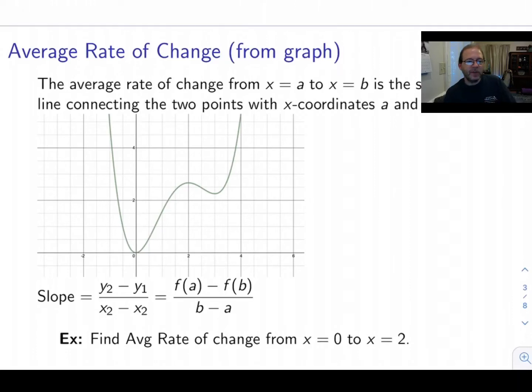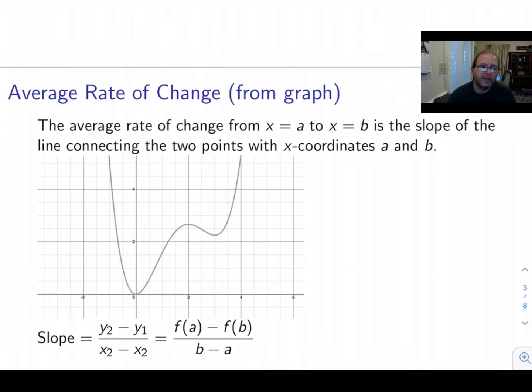Hi. In this video, we're going to look at finding the average rate of change of a function. To start out, we're going to do that from a graph. And then after we've done a couple of those, we're going to do it given just the function as an equation. So let's look at this.